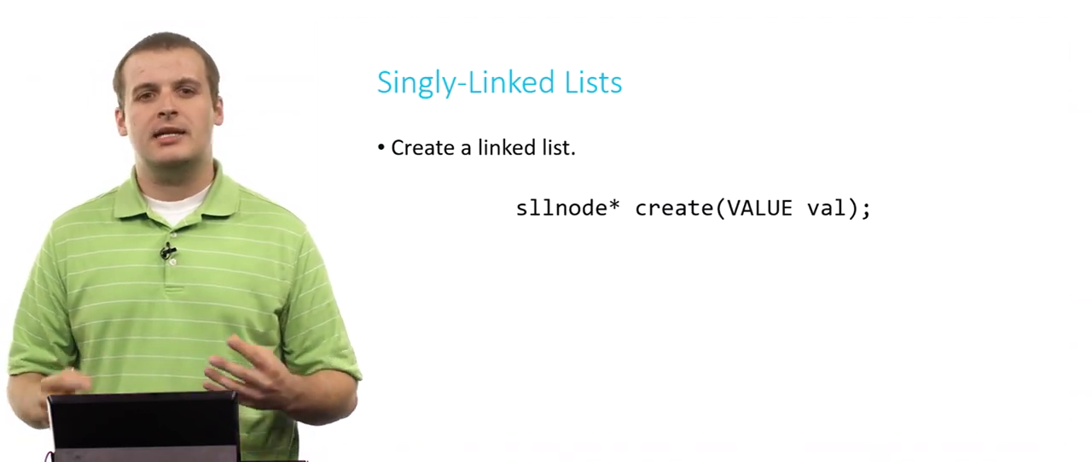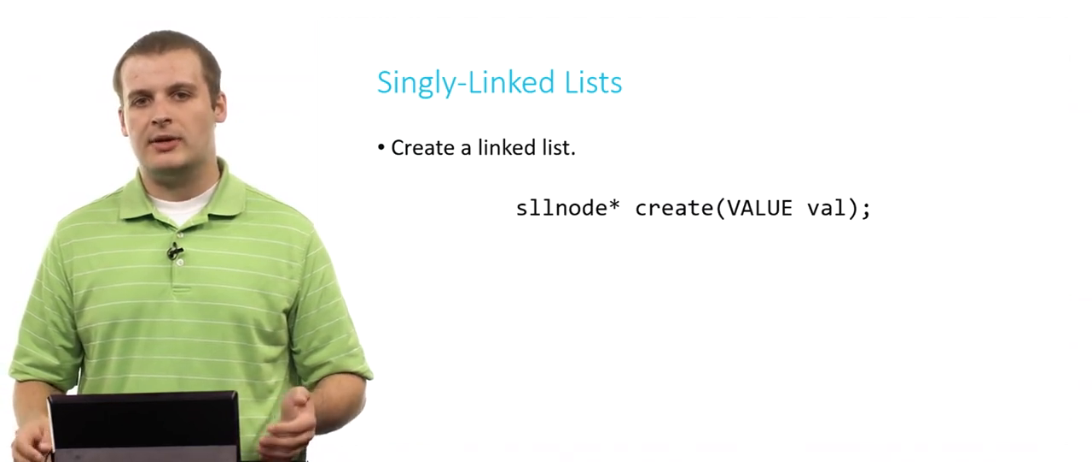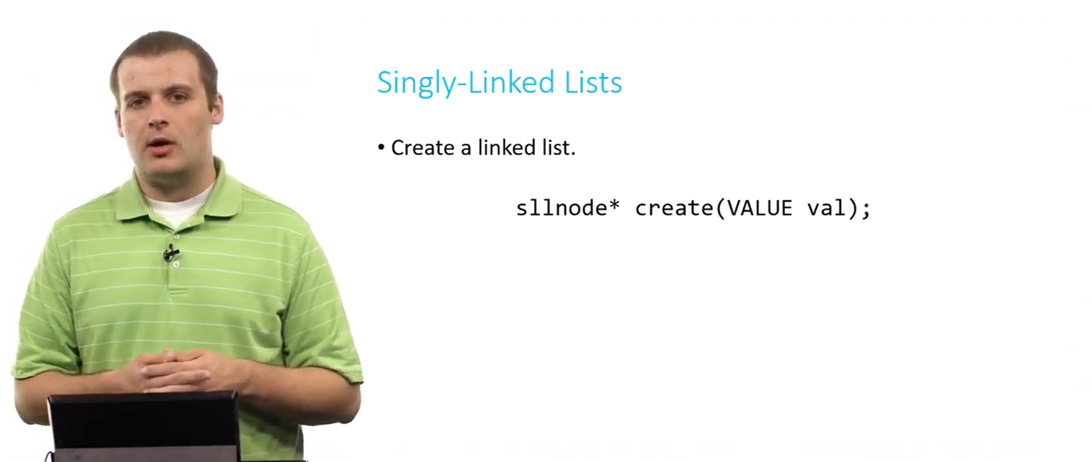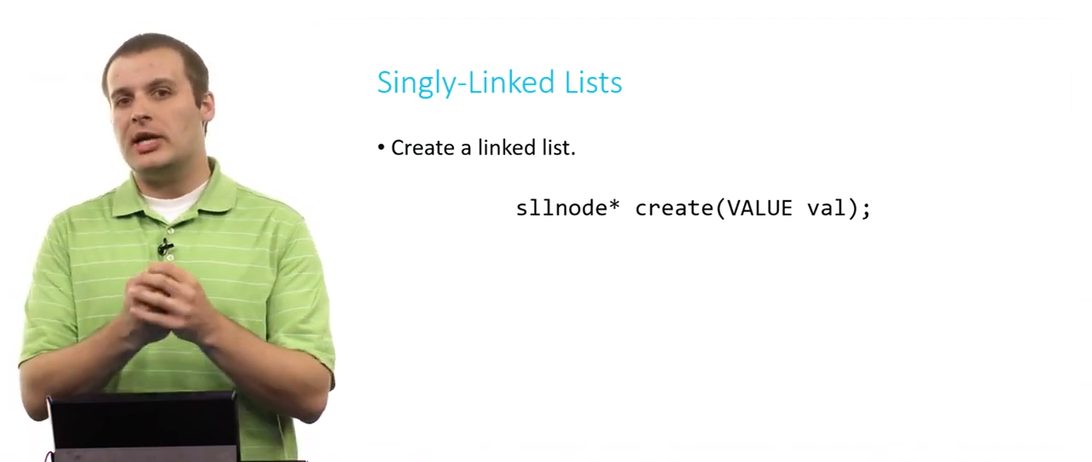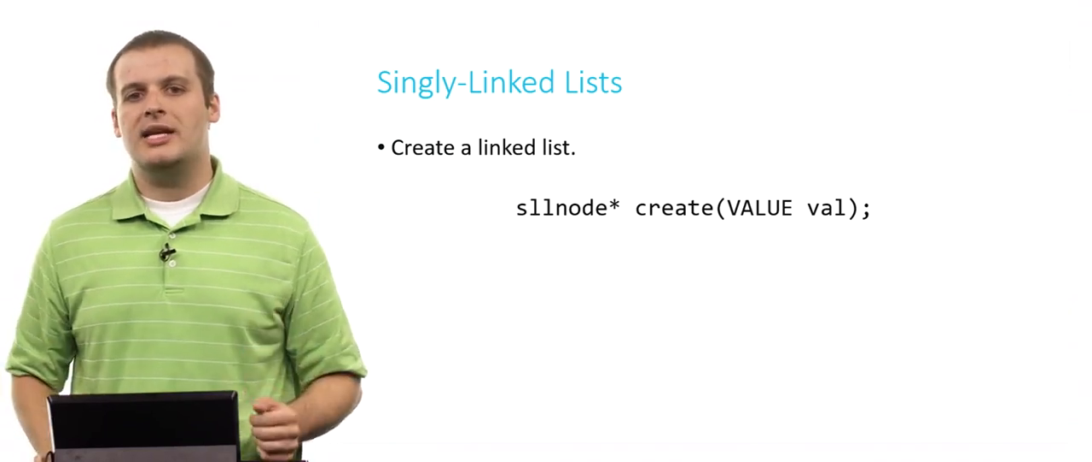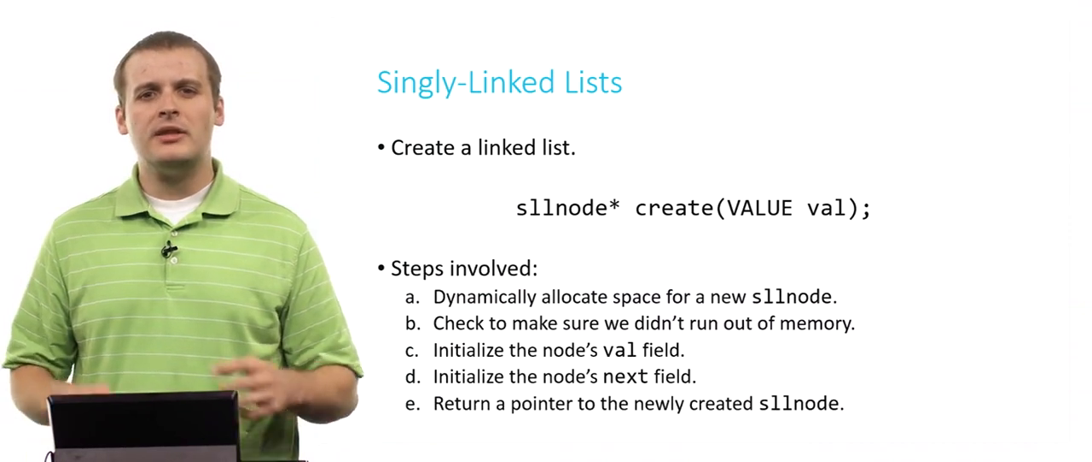So we want to create a linked list. So maybe we want to define a function with this prototype. SLL node star create, and I'm passing in one argument, some arbitrary data type. But this function should return to me a pointer to a singly linked list node. Again, we're trying to create a linked list out of thin air, so I need a pointer to that list when I am done.